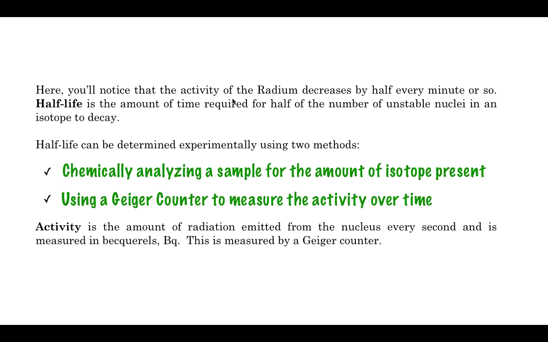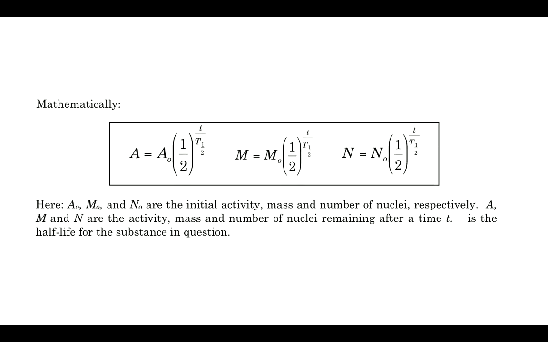And if you watch any of those old James Bond movies, you'll see, oh yeah, he uses a Geiger counter a lot. Okay? Activity is basically a way of saying, okay, this is how much radiation is emitted from the nucleus every second. We measure it in becquerels. We could also measure it in other units as well, but becquerel is what we're going to use in this class, and we measure it on a Geiger counter.